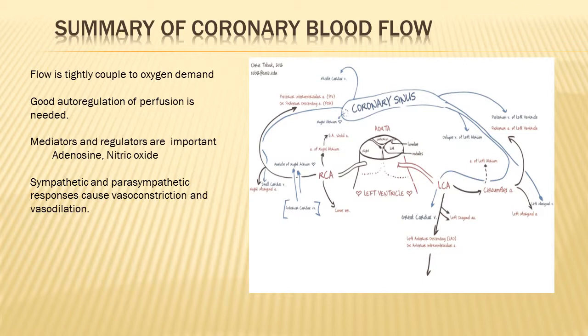Good perfusion and good auto-regulation with your pressures need to be adequate for your coronary arteries. And then you have the mediators and regulators that are important, and this basically is mediating when you need more blood flow because of oxygen demand, such as extreme exercise or exercise, and then when you need to reserve that oxygen. And then you have the sympathetic and parasympathetic responses that cause vasoconstriction and vasodilation during any type of process.